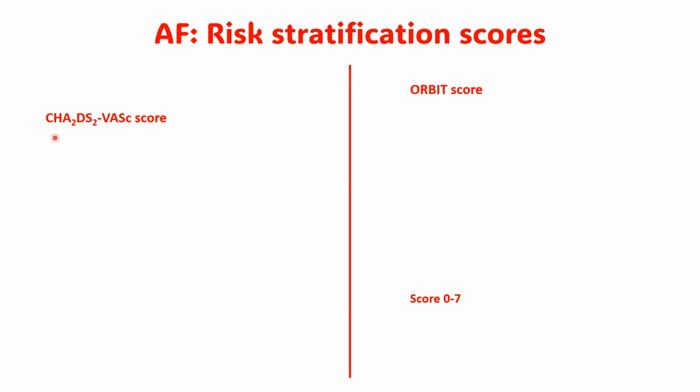Okay, so I've mentioned the CHA2DS2-VASc score already, and I think we'll talk about that first before we come over to the ORBIT score. The CHA2DS2-VASc score assesses stroke risk in patients with AF, or it could be following cardioversion and ablation.